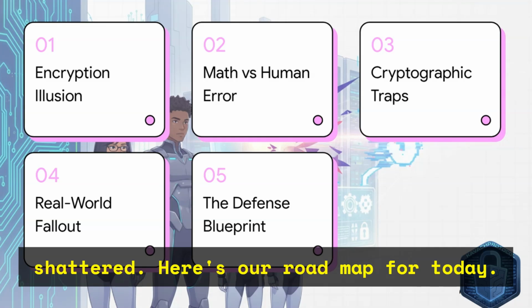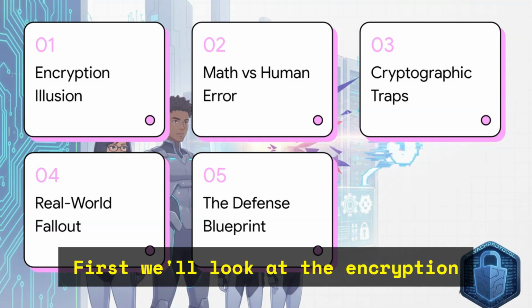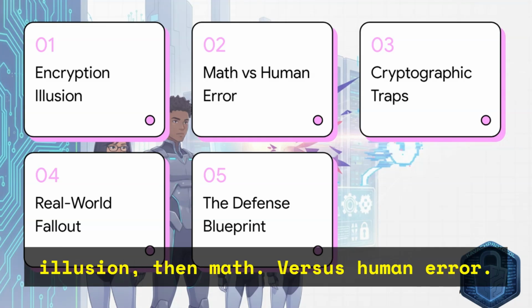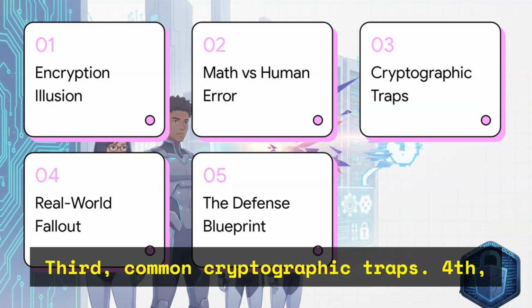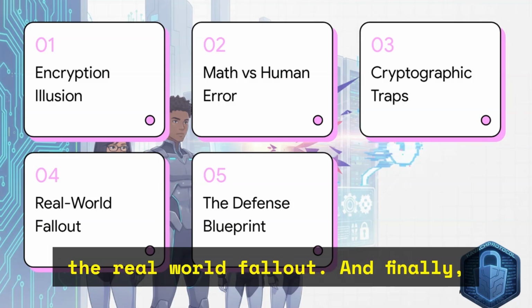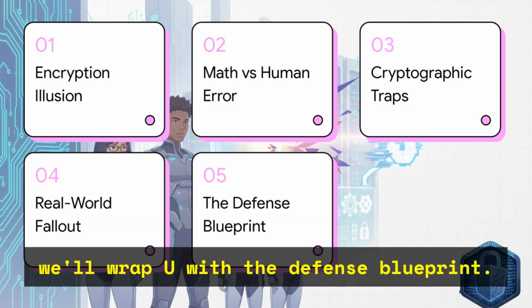Here's our roadmap for today. First, we'll look at the encryption illusion. Then, math versus human error. Third, common cryptographic traps. Fourth, the real-world fallout. And finally, we'll wrap up with the defense blueprint.